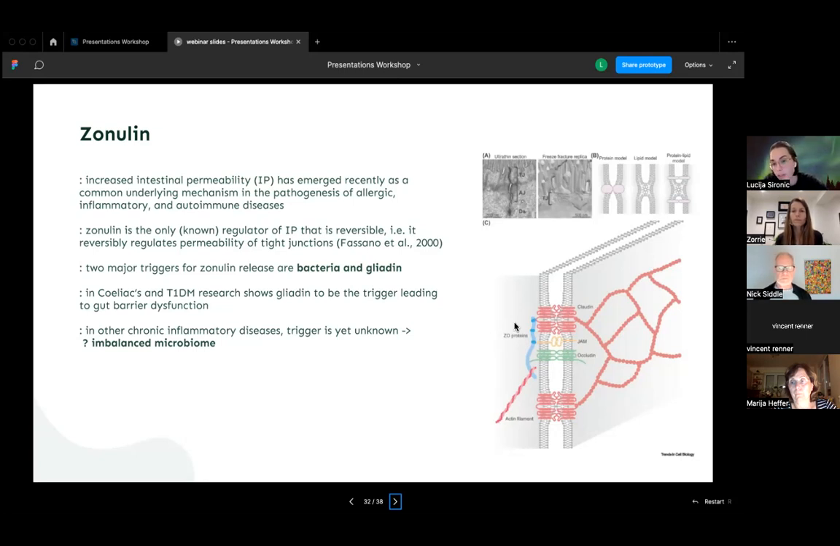One of them is bacteria; some bacteria seem to trigger its release. The other one is gliadin, which is a protein component of gluten. And there is also a third postulated one, in general terms, an imbalanced microbiome. And we know that this is what happens: this increased intestinal permeability leading to higher zonulin levels is what happens in some allergic, inflammatory, autoimmune diseases such as celiac disease, type 1 diabetes, and so on.